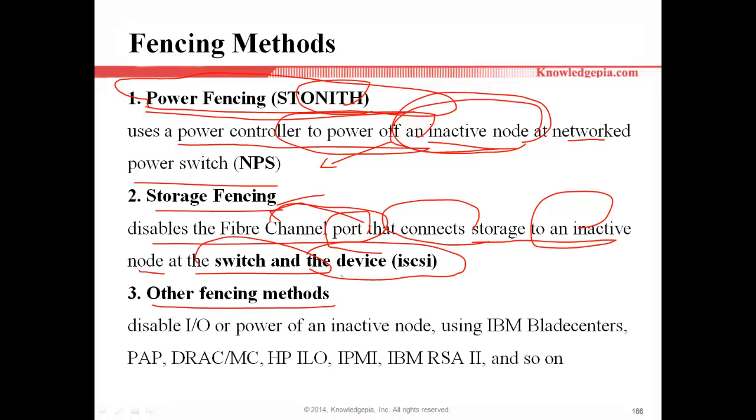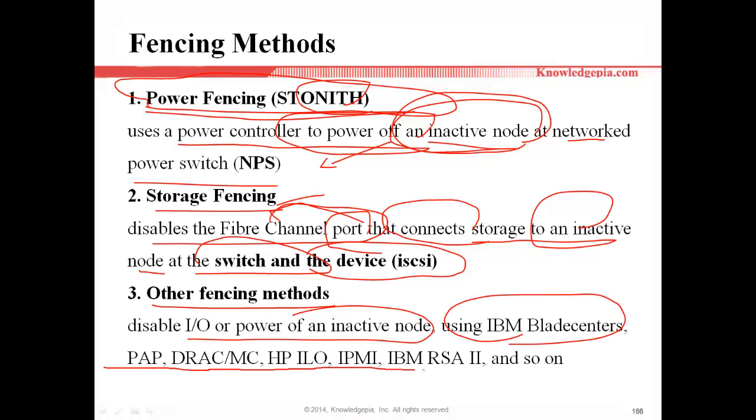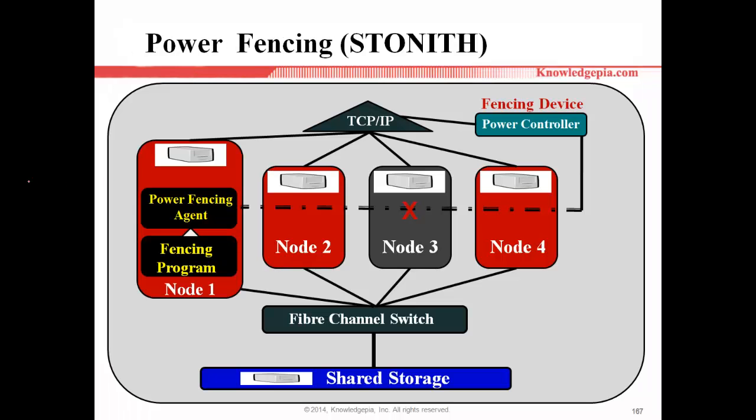And other fencing methods disable input, output, or power of the inactive node using things like IBM BladeCenter, DRAC, HP, IBM, and so on. There are many kinds of fencing methods. So this is the architecture of power fencing.